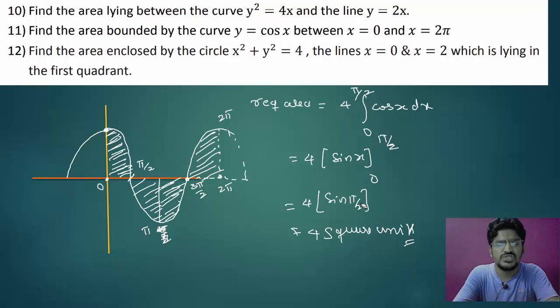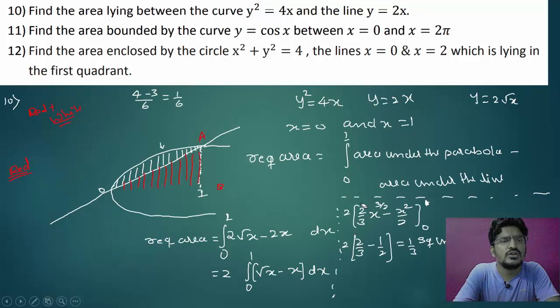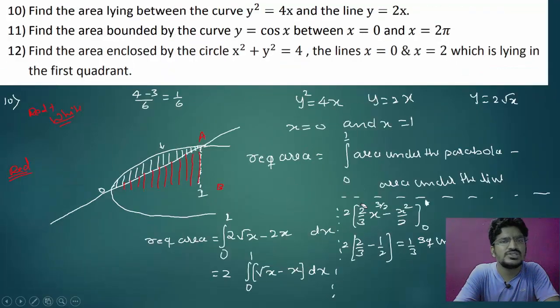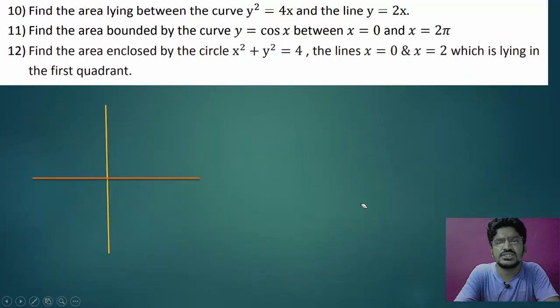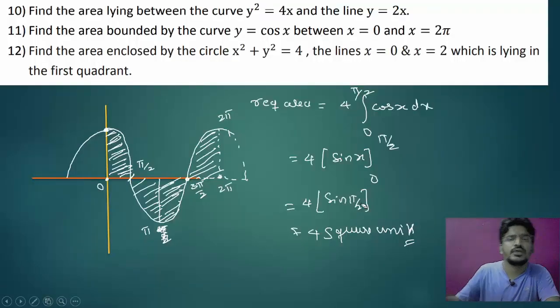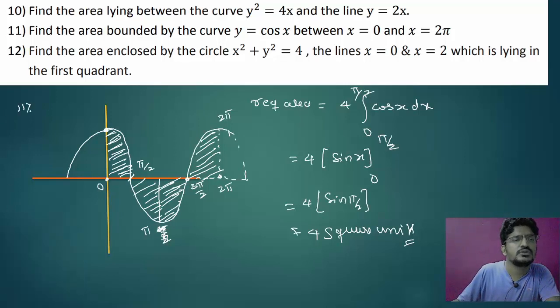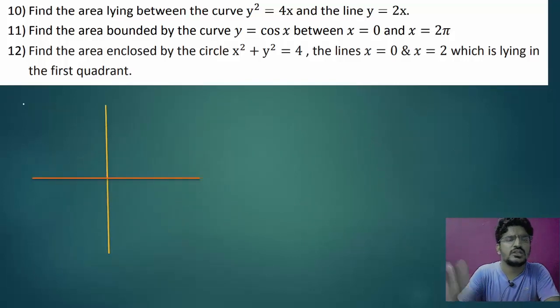Okay. So you just draw the cos curve that you have learnt in the 11th class. 0 to pi by 2, pi by 2 to pi, pi to 3 pi by 2, 3 pi by 2 to 2 pi. So the shaded region is going to be 4 times of 0 to pi by 2. That you can just calculate and you can get it. Okay. So this is the 11th problem. Clear? And you can also go for the 12th problem.